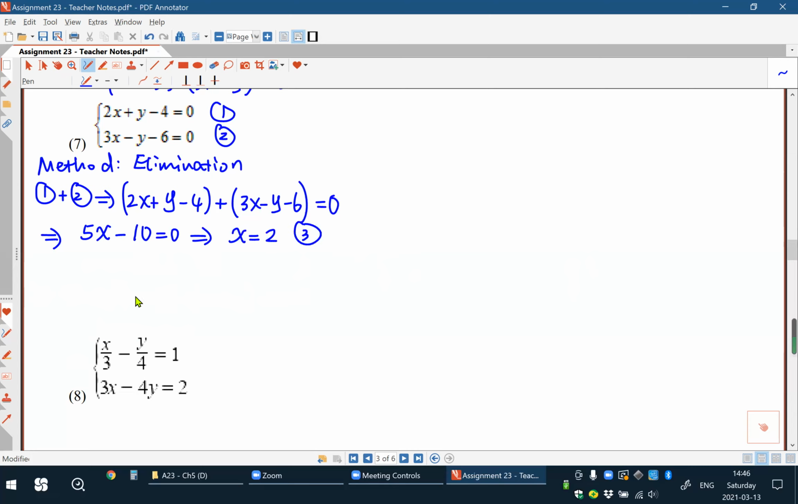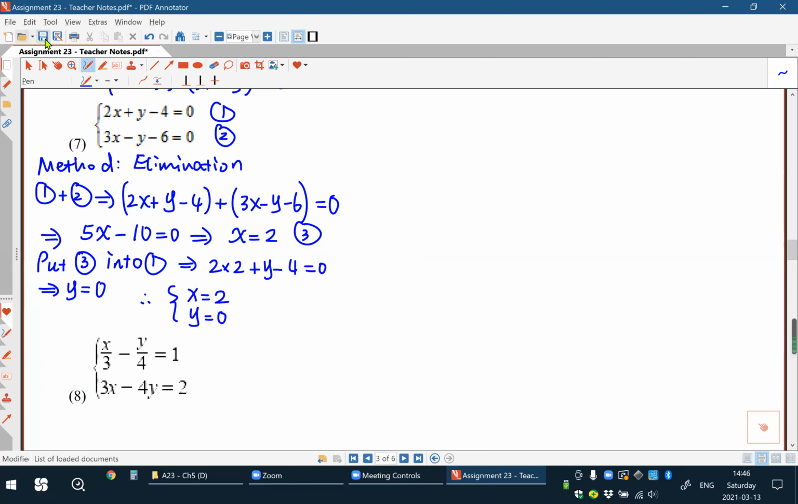So let's label this with 3. Then we can put 3 back into either 1 or 2. So this time let's put it back into equation 1. And this will give you twice of 2, 2 by 2, plus y minus 4 is 0. And this will give you y is 4 minus 4, which is 0, right? So that means the final solution of the system is x is 2, y is 0, right? Any questions?